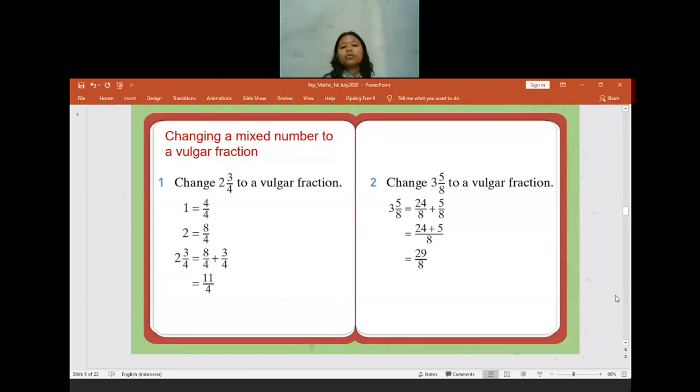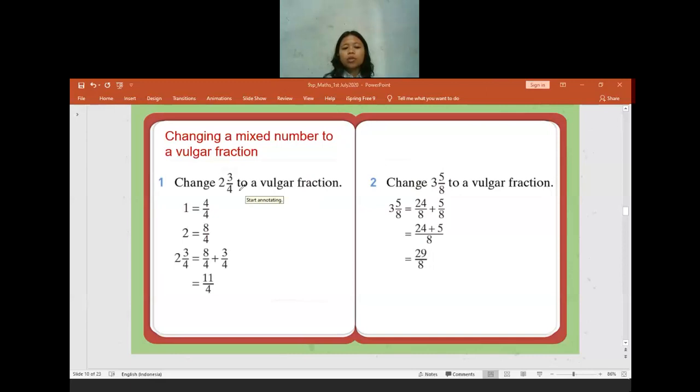Now I have 2 and 3 over 5 and we have to change it into a vulgar fraction. How do we change the mixed number into a vulgar fraction? It will be easier if you do a multiplication. It's from your textbook using that way, but there is another way that is simpler, I think.